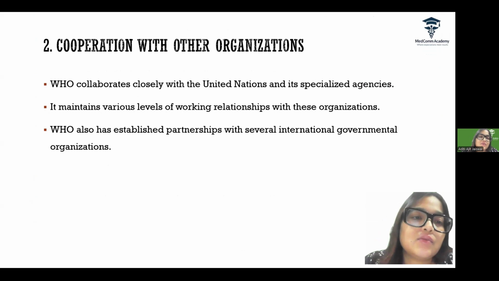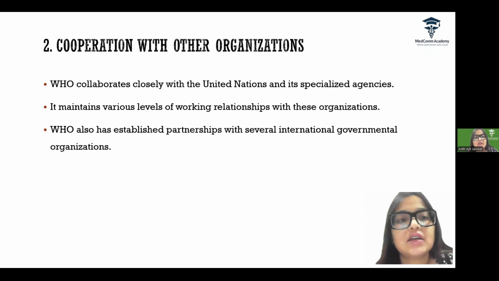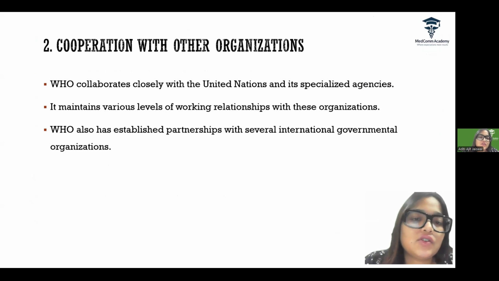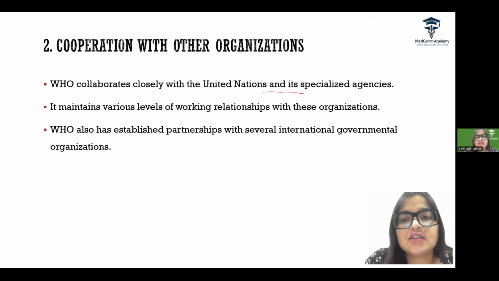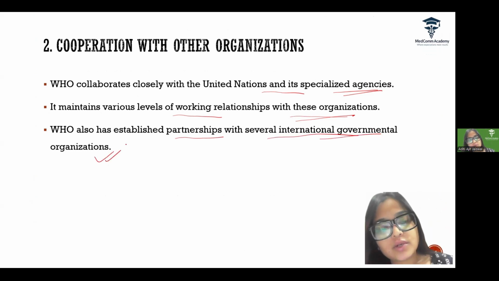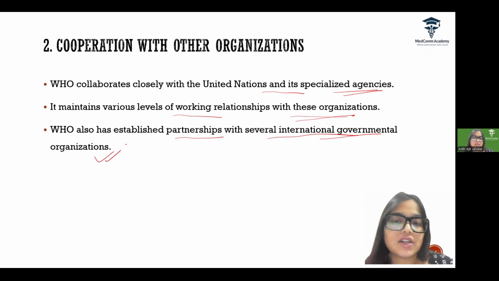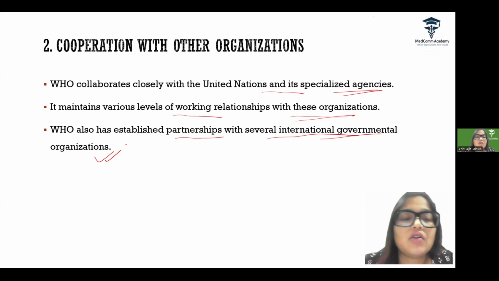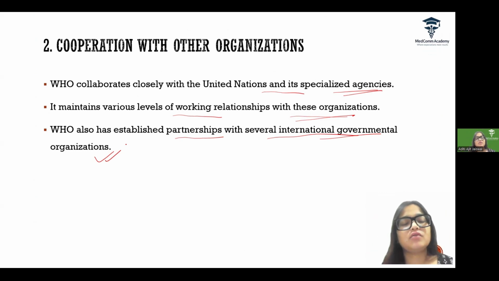Okay. So B, biomedical research, is done. C was cooperation with other organizations. WHO collaborates closely with the other United Nations and its specialized agencies. It maintains various levels of working relationships with these organizations. It also has established partnerships with several international governmental organizations. Now nobody can work alone. So they have to have cooperation and coordination with other organizations which are working in the same area. Like UNICEF, they are focused on children and women, which is also a key audience for WHO. So they have many programs running in collaboration. That is why C is cooperation with other organizations.